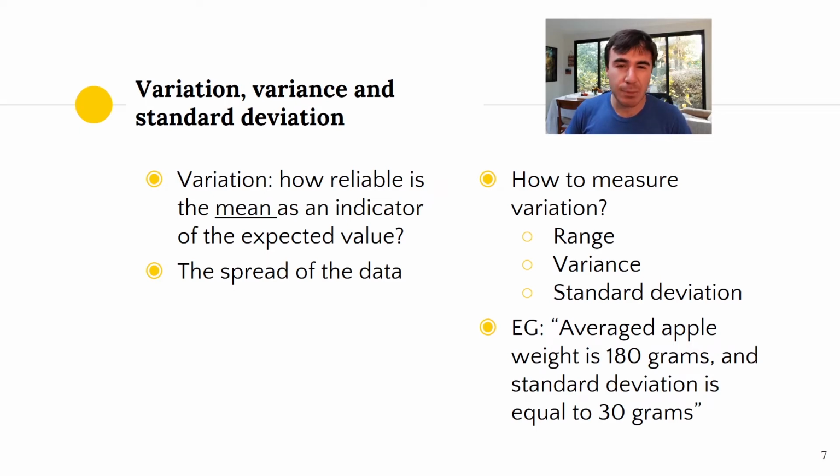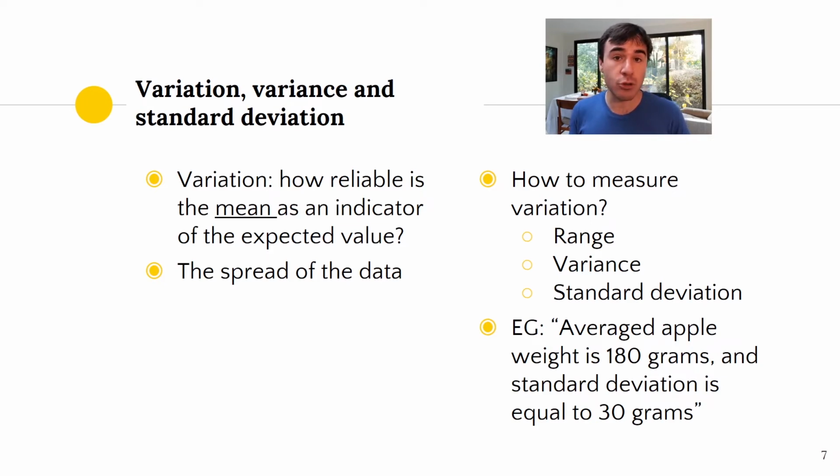In statistics, we typically think about the variance and then the square root of the variance, which is the standard deviation. So as an example, in a manuscript or in scientific experiment, let's say you're measuring the weight of apples. How much does the average apple weigh? You would say that the average weighed 180 grams and the standard deviation was equal to 30 grams.